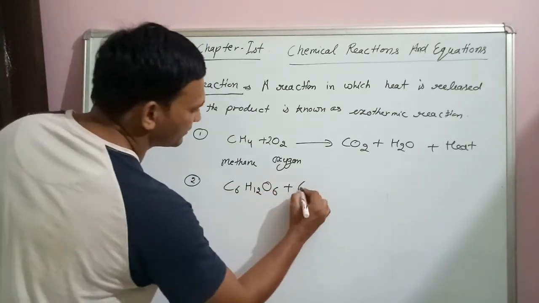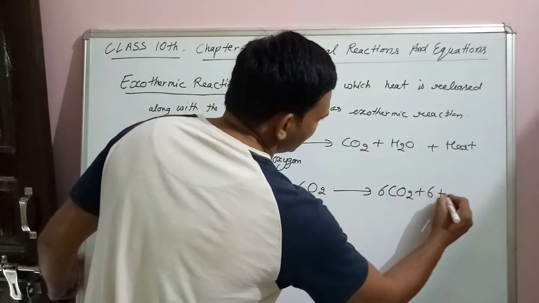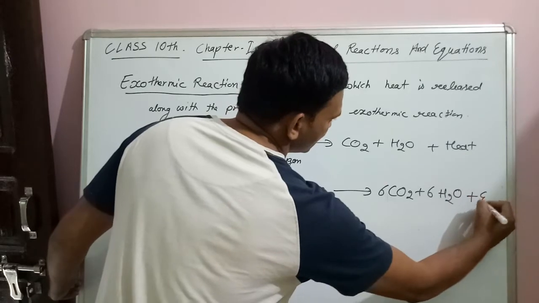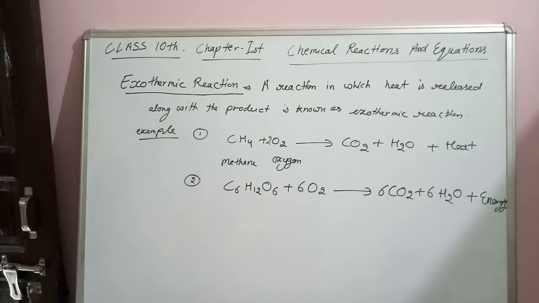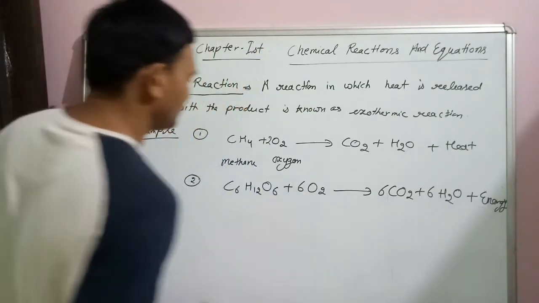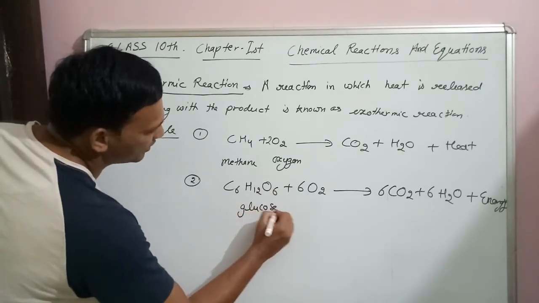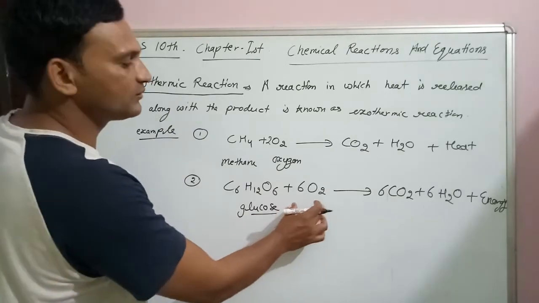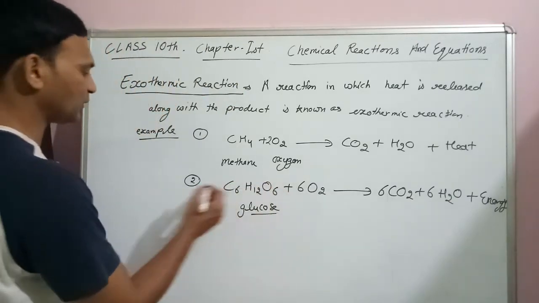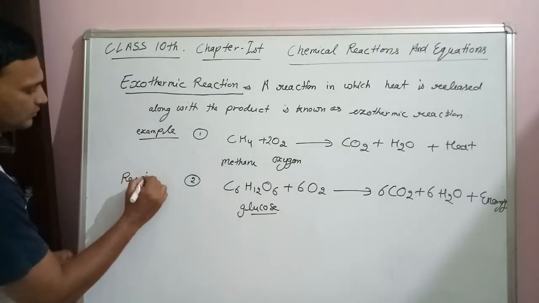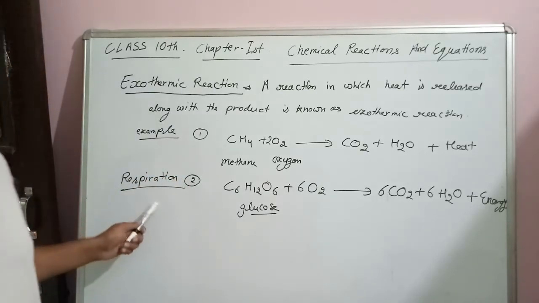C6H12O6 plus 6O2. It gives 6CO2 plus 6H2O plus energy. So here a certain amount of energy is released. So this is the glucose. C6H12O6 is the formula of glucose. O2 oxygen. It forms CO2 and H2O. So this is which process? A respiration process.